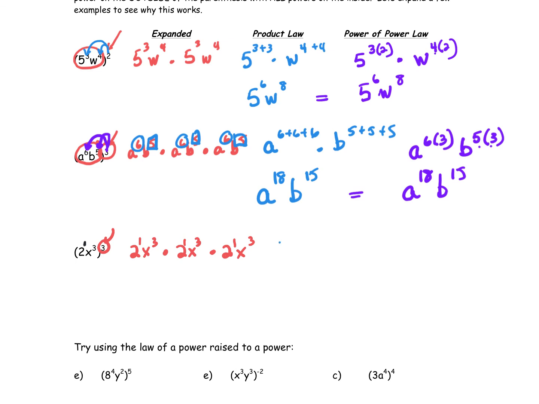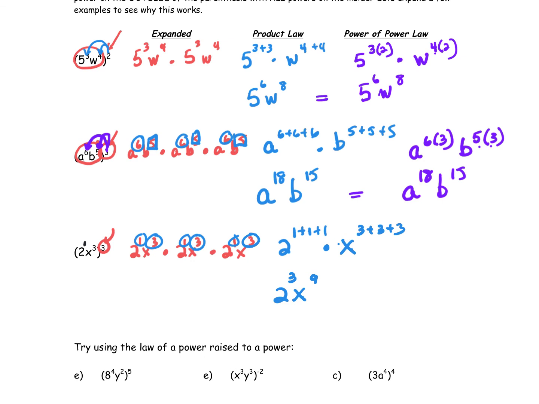So now I see a base of 2, and I see I'm going to use the exponents, adding those up, and now I'm going to move on to my base of x, and I see 3 plus 3 plus 3. When I see that it's being multiplied, I add them. So I'm going to have 2 to the third power and x to the 9th power.